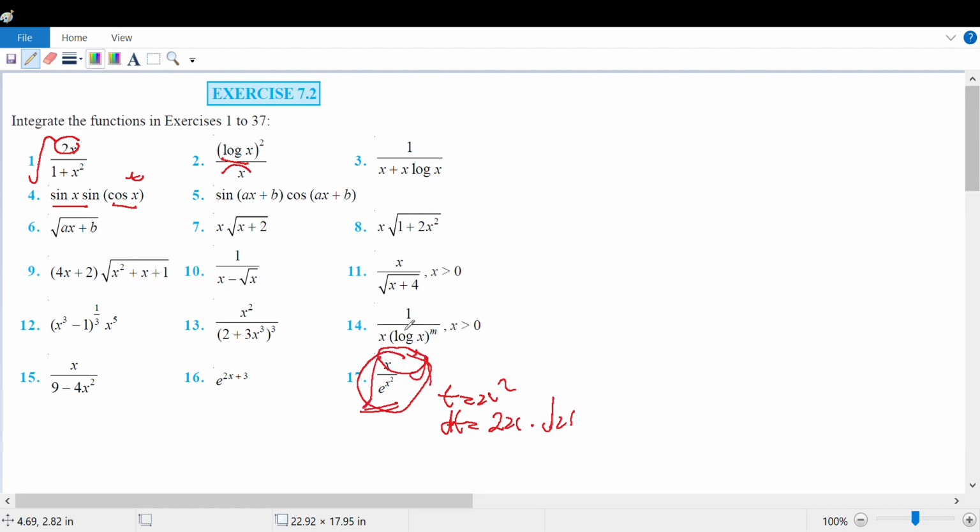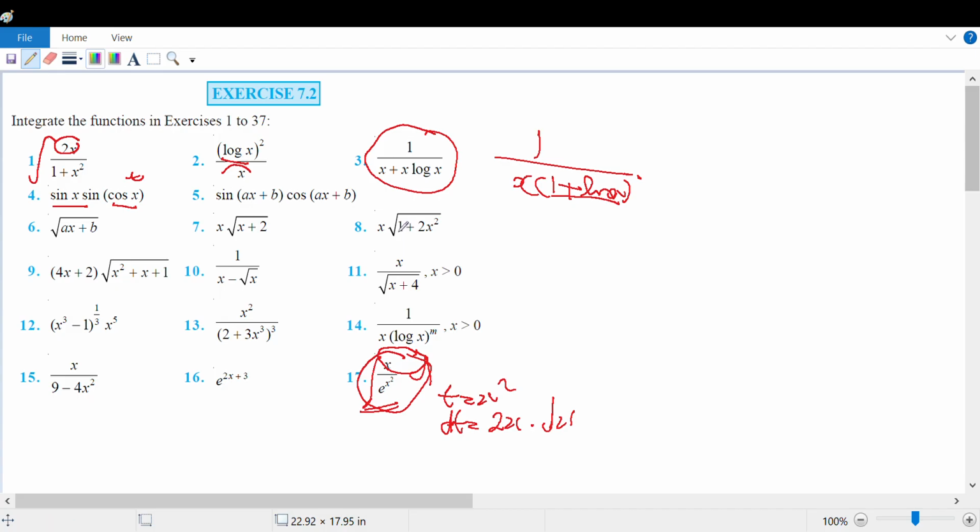But in some questions we need to make it visible. For example, this question. If you take x common outside from the denominator, see, 1 plus log x, if you take 1 plus log x as t, its derivative will be 1 by x dx. So in most questions the function and its derivative will be visible in the question, but in many questions that will be hiding.